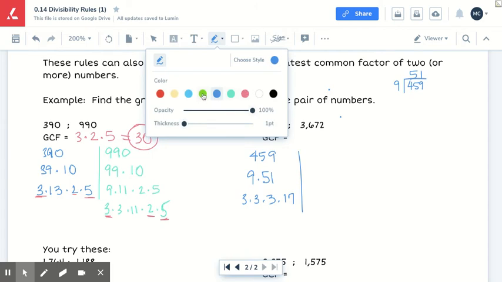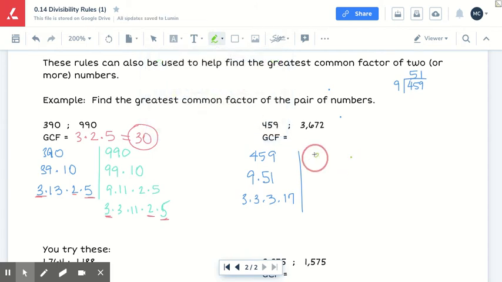Next up, we're doing 3,672. Okay, so I do want the biggest number possible. 10 is not an option because it doesn't end in a 0. So I want to try 9 next. So 3 plus 6 is 9, plus 7 is 16, plus 2 is 18. It is divisible by 9.